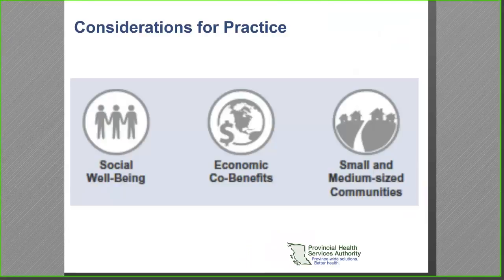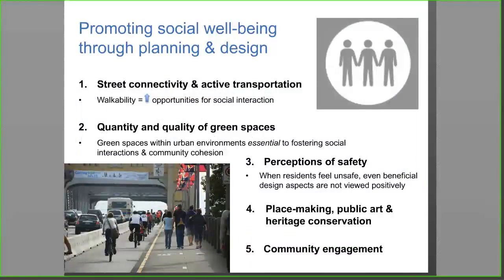The considerations for practice that we included are social well-being, economic co-benefits, and small and medium-sized communities. I was going to go through and tell you some specific quantitative outcomes that we identified in these considerations of practice. I'm being told to wrap up, so I'm sorry I can't get into that, but you can maybe review the slides and see where those snippets of strong research links associated with these considerations are, and we'll come back to it maybe in the discussion as well.